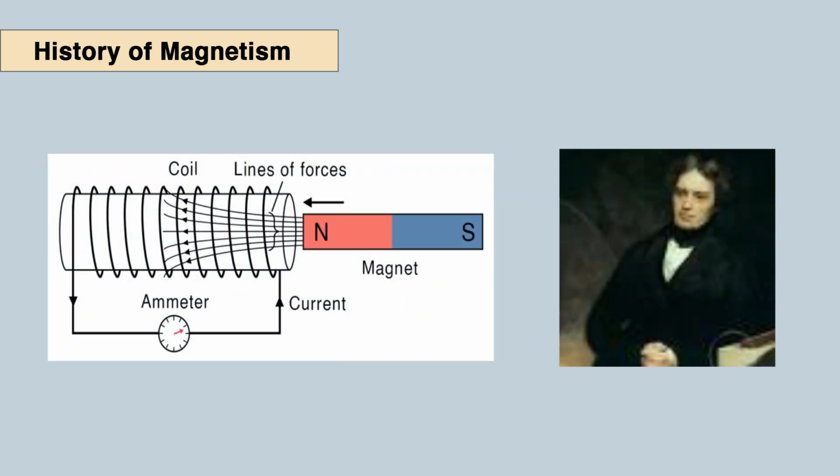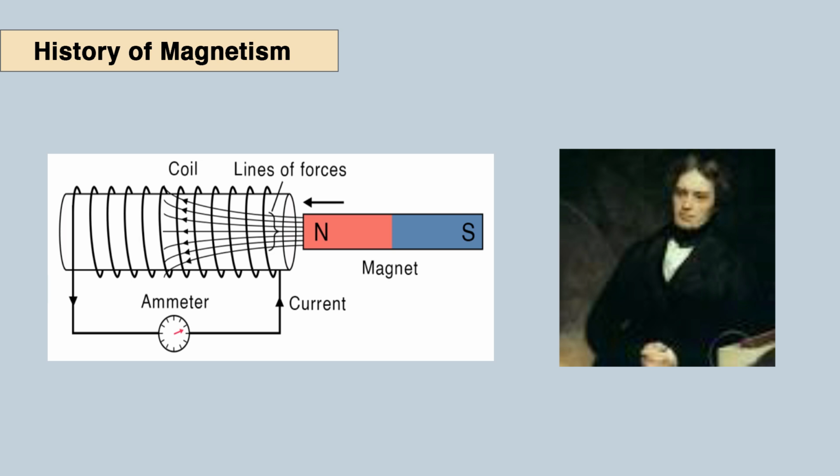Michael Faraday. In 1831, Michael Faraday made one of the most fundamental discoveries. He established that a time varying magnetic field induces an EMF in a closed conducting loop. Faraday demonstrated electromagnetic induction for the first time by wrapping two wires around opposite sides of an iron ring.